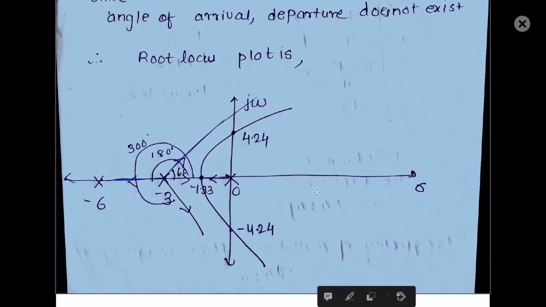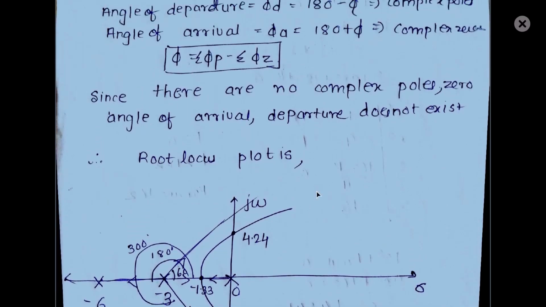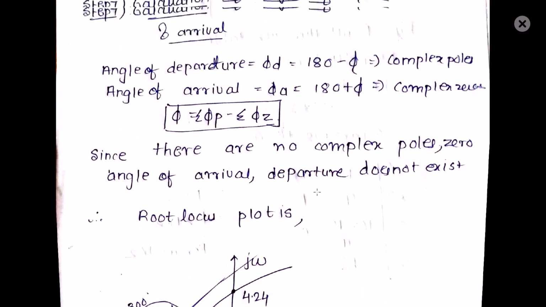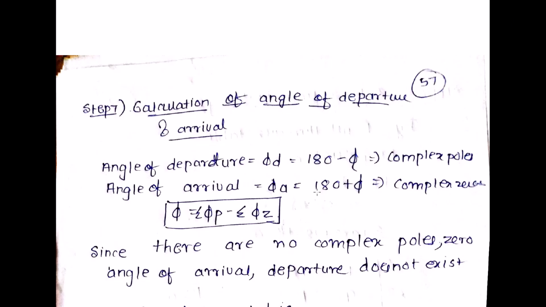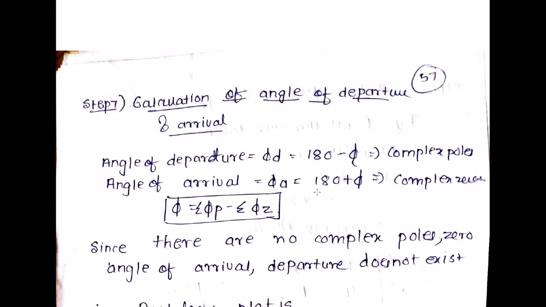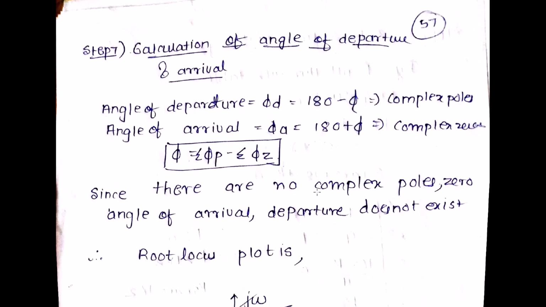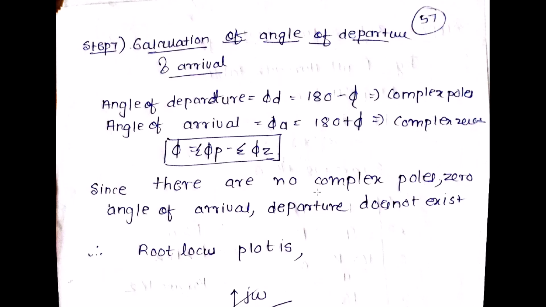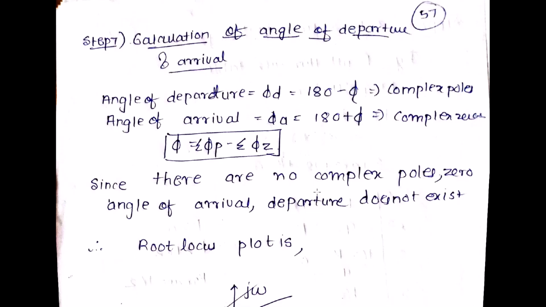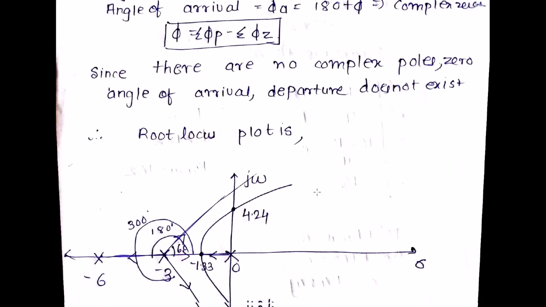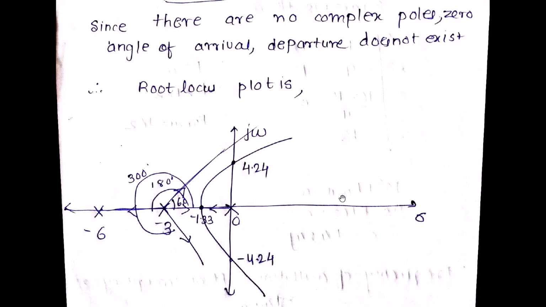And then there is this particular method in which we try to find out the angle of departure and the angle of arrival. It is only applicable when my G(s)H(s) has complex poles and zeros. Since this particular question doesn't have complex poles and zeros, we cannot have angle of departure and arrival, but we will have it in the numerical that we are going to solve in the next video. So do not forget to watch that particular video also. By all these methods, we get this final root locus diagram.